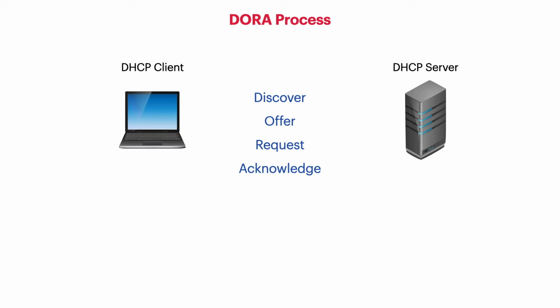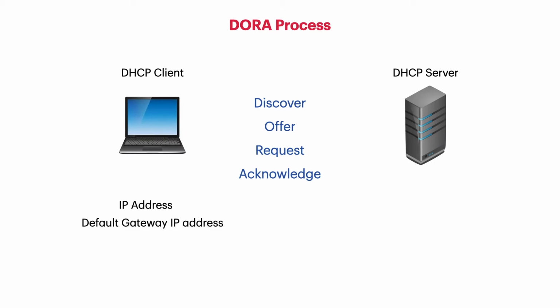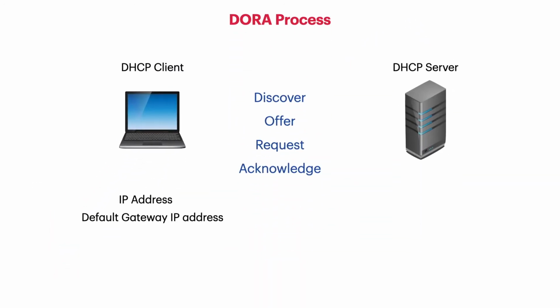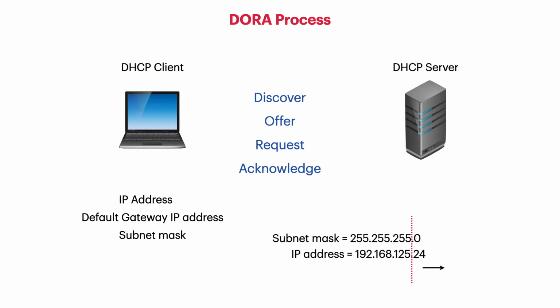These DHCP messages, along with the IP address, also provide some additional information to the DHCP client, and it includes the default gateway IP address, which is the IP address of the first hop router, and then the subnet mask, which is a 32-bit number that divides an IP address into the network address and host address.